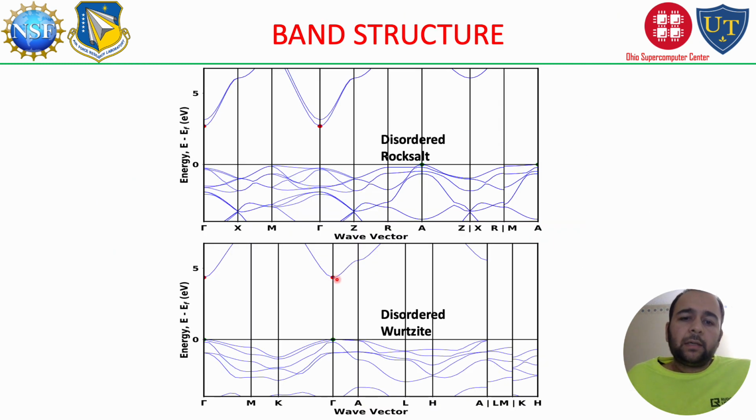Similarly, we have also calculated the band structure diagrams for two of these crystal structures. The red dots signify the conduction band minima, whereas the green dots signify the valence band maxima. We can clearly see the gaps here as band gaps, and these diagrams provide a very nice, elegant way to see how the electronic states are distributed in these materials. The Fermi level has been set at 0 electron volts.